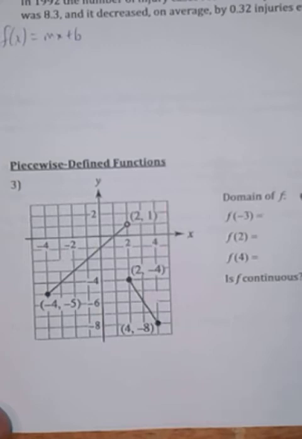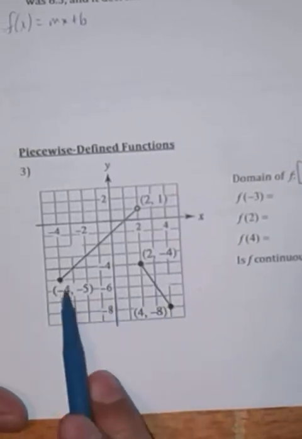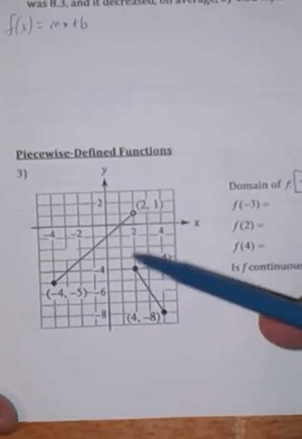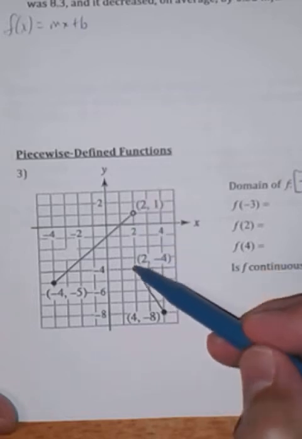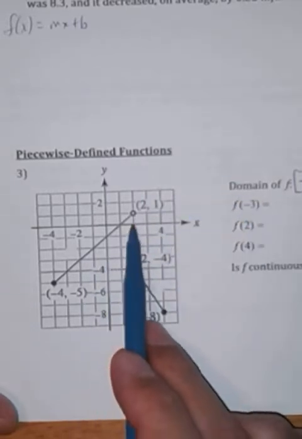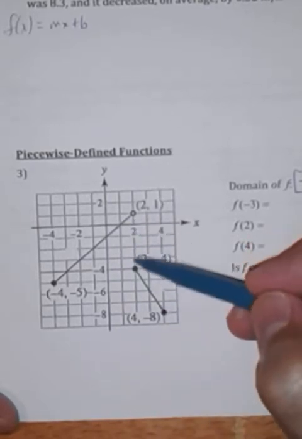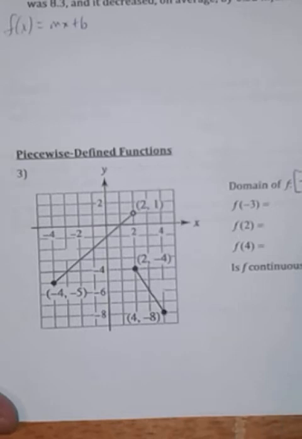Okay? So the domain is from -4 to 4, including each of those, because there are little solid dots at the end. You do not need to break it off here because there is a point at x equals 2. That means there's a point at every x before 2, there's a point at every x after 2, and there's a point at x equals 2. So there's no break in the domain.